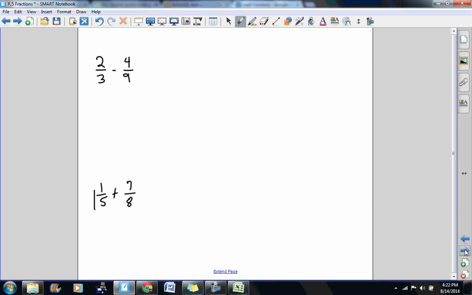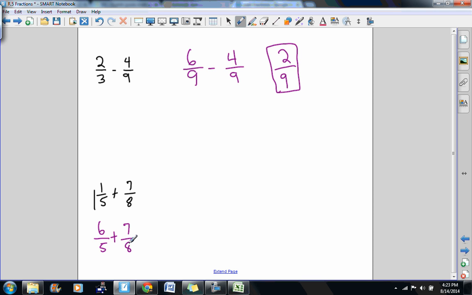I want you to try these on your own. For the top one, I only have to change the one on the left, so I get 6/9 minus 4/9. I subtract the 6 minus the 4 and get 2/9. And that's it. For the bottom one, I have to turn this into an improper first. And so I get 6 over 5 plus 7 over 8.